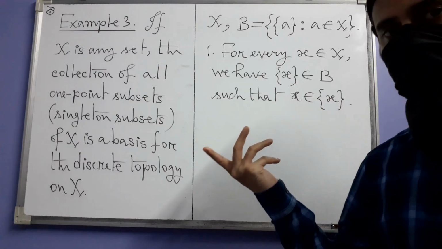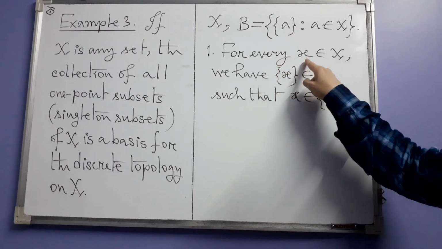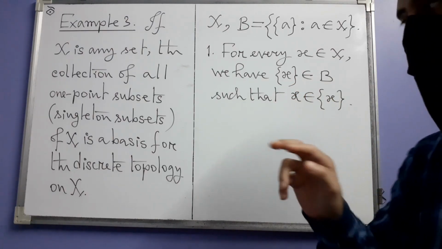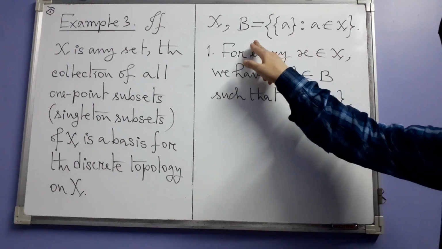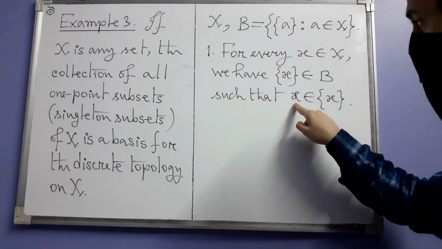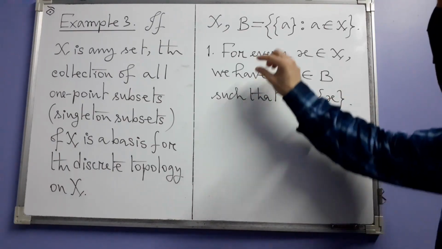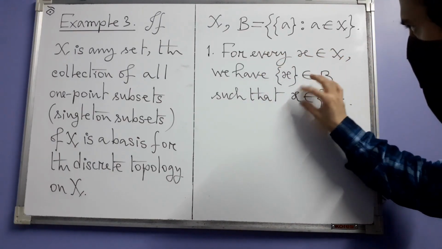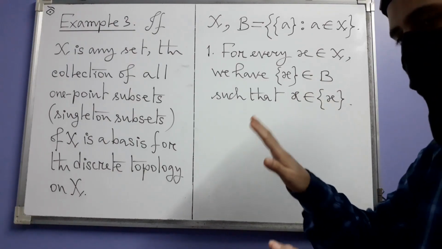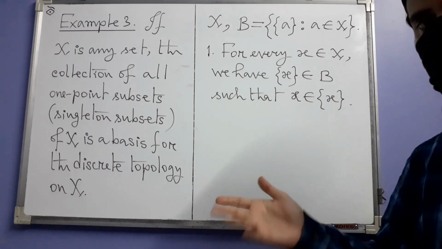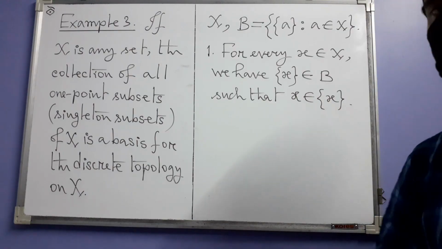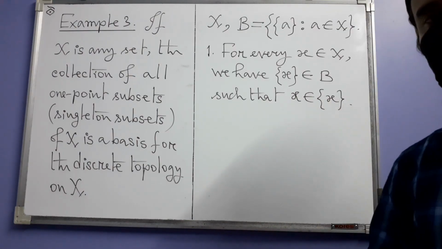Let's verify the first condition for a basis. For every X belonging to X, the singleton set consisting of that element X obviously is in B, because B is the collection of such sets. So every point of X is contained inside some basis element. Although actually at this stage, before proving that it's the basis, we should not perhaps say basis element. Every point is contained in some element in B. Now we go for the second condition.